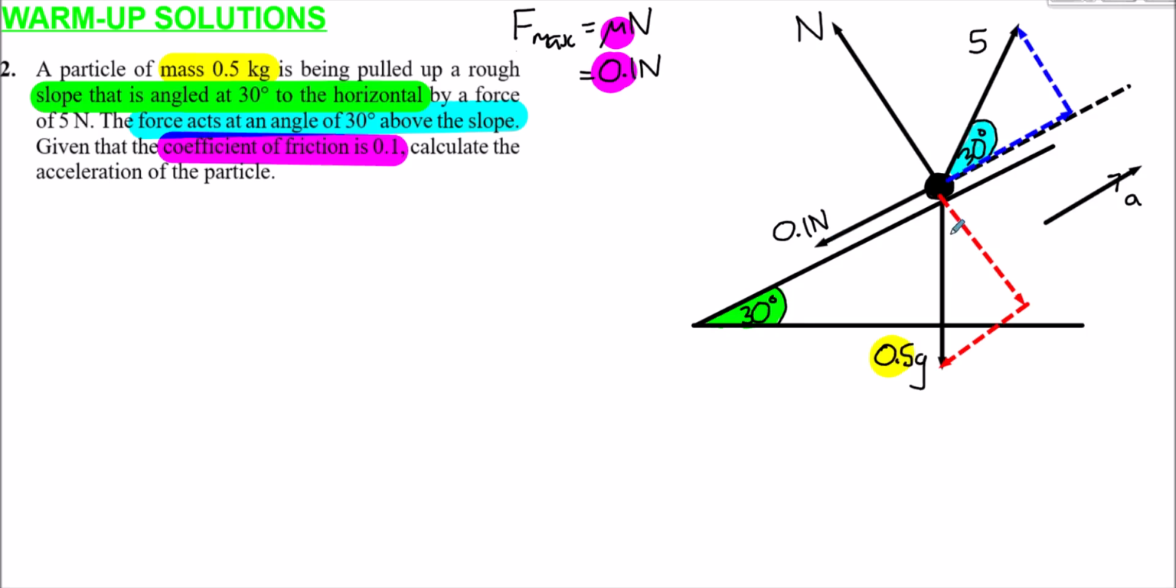So if that's 30, this will be 30. The component opposite to that angle will be the hypotenuse, 0.5g, sine of that angle. Component going perpendicular, like so, will be 0.5g cosine of the angle, 0.5g cos 30. Similar idea for this 5 Newton force. The component opposite this 30 angle will be 5 sine 30. And the component going along parallel to the slope will be 5 cosine 30.